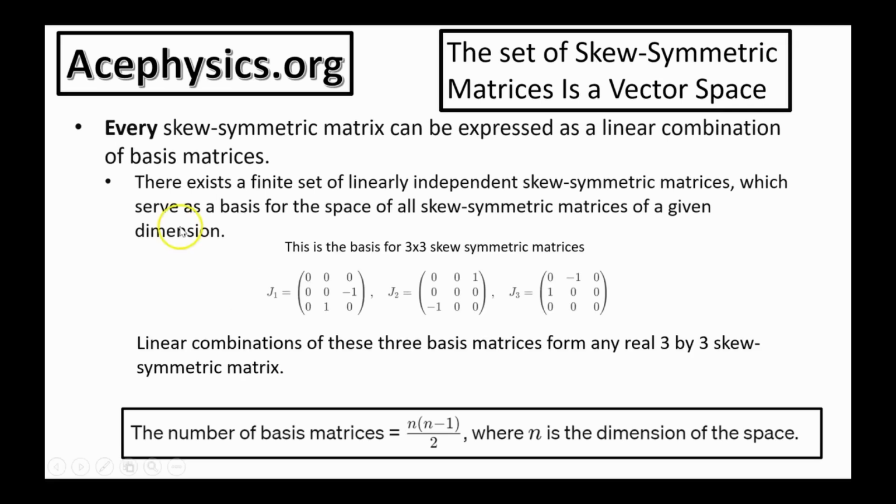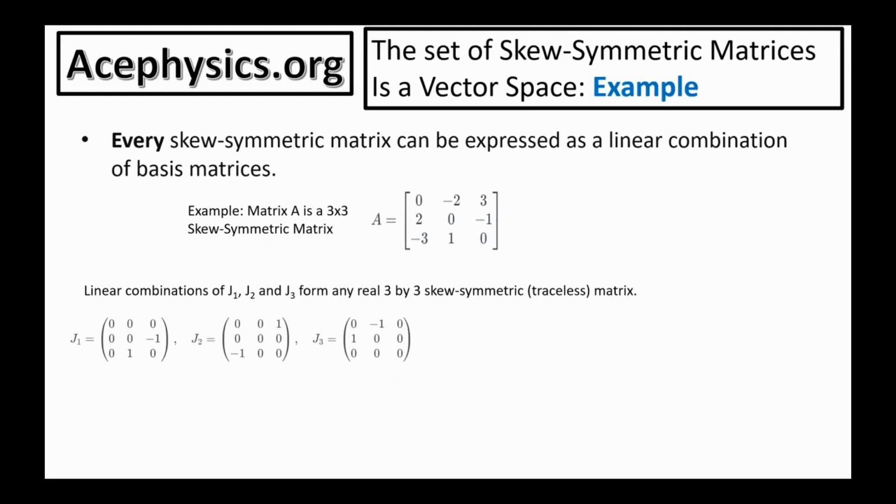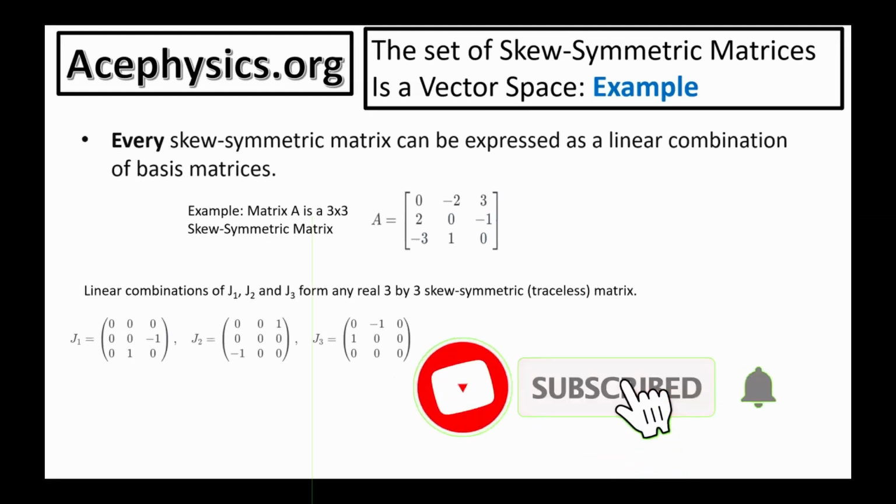For example, these 3 matrices are the basis for n equals 3. I'm just giving you these matrices. I'm not telling you where they came from, although it's not that hard. Once you see them, it's not that hard to figure out. The point is, linear combinations of these 3 basis matrices form any real 3 by 3 skew-symmetric matrix. And there are 3 basis matrices for n equals 3. This is an important formula. The number of basis matrices equals n times n minus 1 over 2, where n is the dimension of the space. To understand this idea, it's best to see an example. That's normally the way it works in physics.